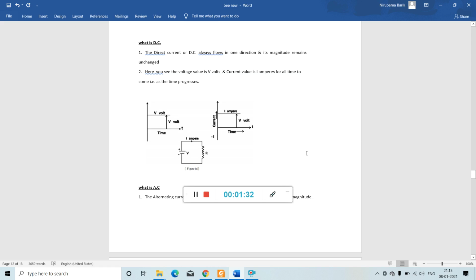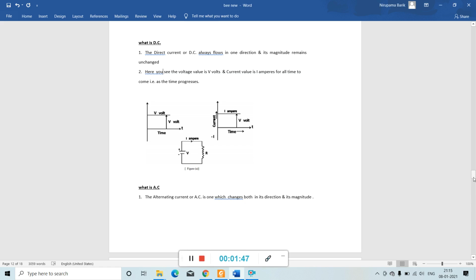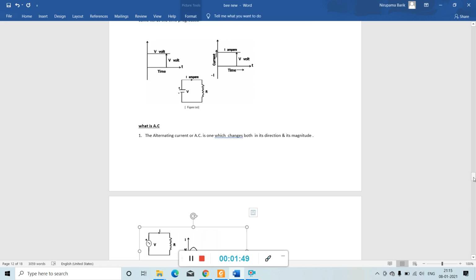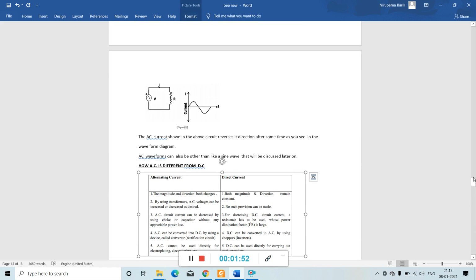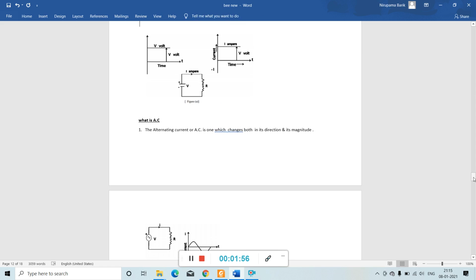Then the next one is what is AC. So what is AC? Let's see. AC is the alternating current. It is the one which changes both in its direction and in its magnitude.